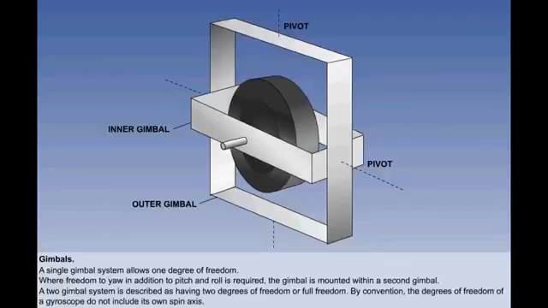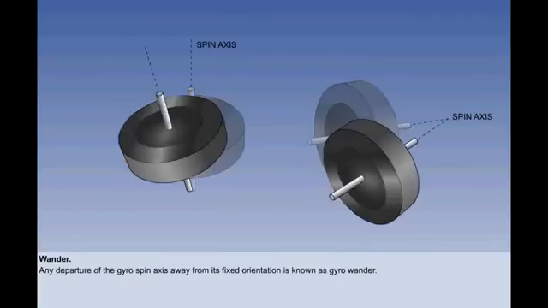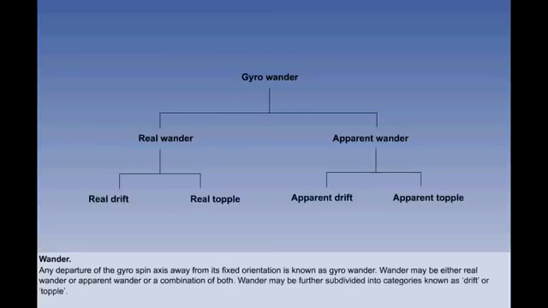Any departure of the gyro spin axis away from its fixed orientation is known as gyro wander. Wander may be either real wander or apparent wander, or a combination of both. In addition, wander may be further subdivided into categories known as drift or topple. We will look at drift and topple first.